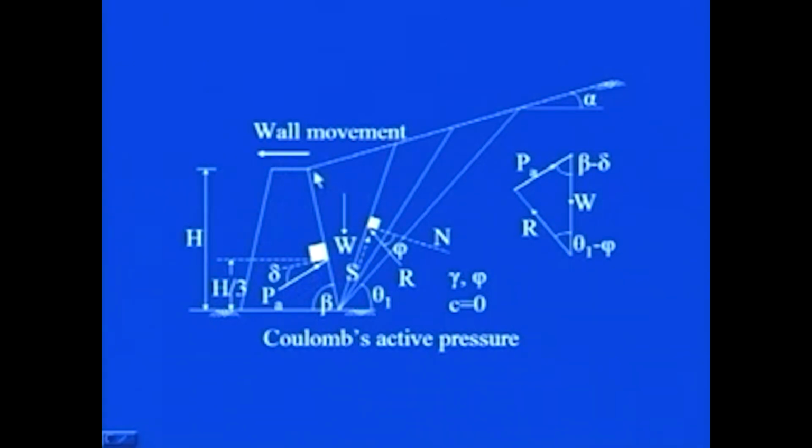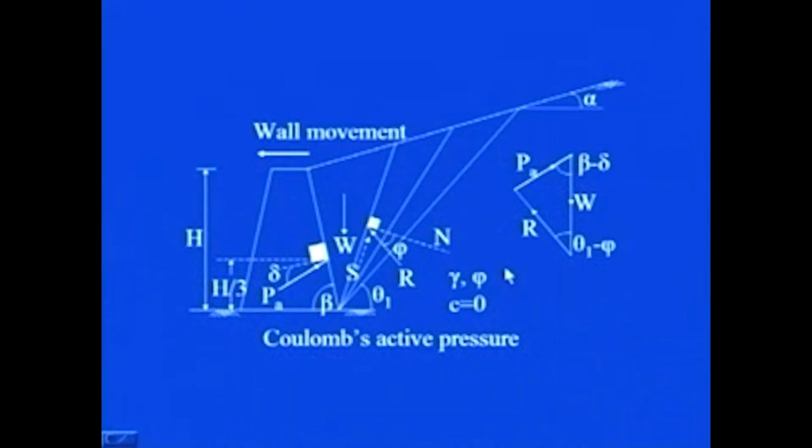Because of that, the soil will form a triangular wedge. It can fail along this wedge, it can fail along this wedge, it can fail along this wedge. This is not a fixed thing, but we talk in terms of any particular trial wedge, and then we will try to generalize the process of analysis. So, this wall is moving away from the soil, which indicates the active condition.